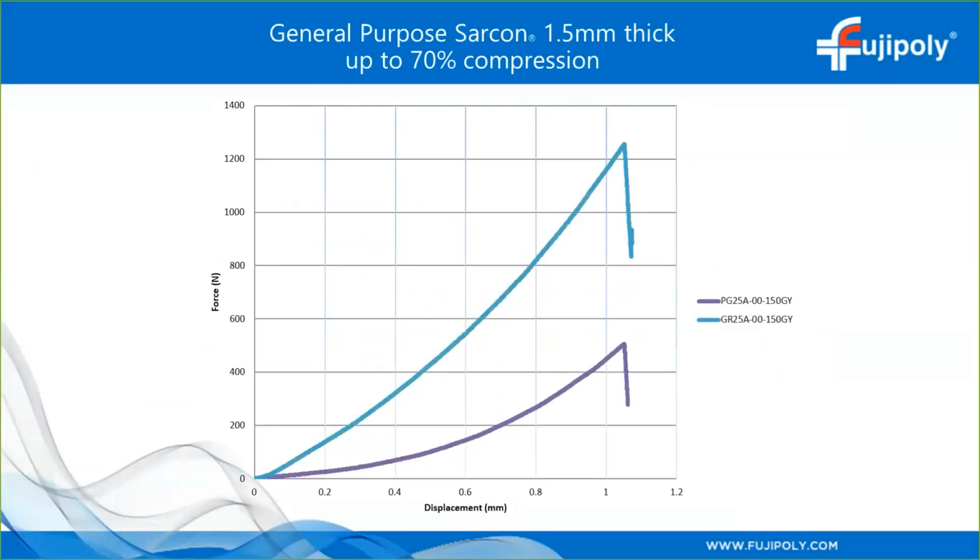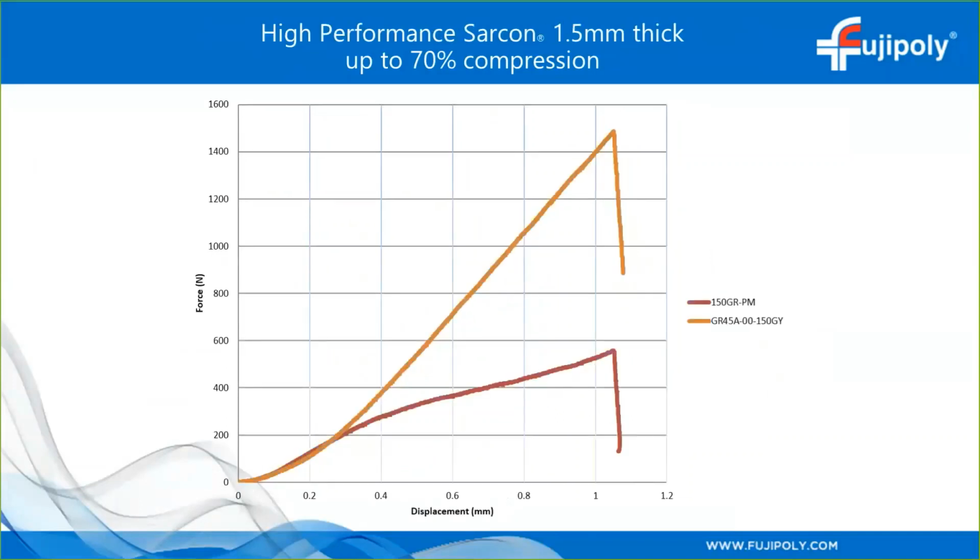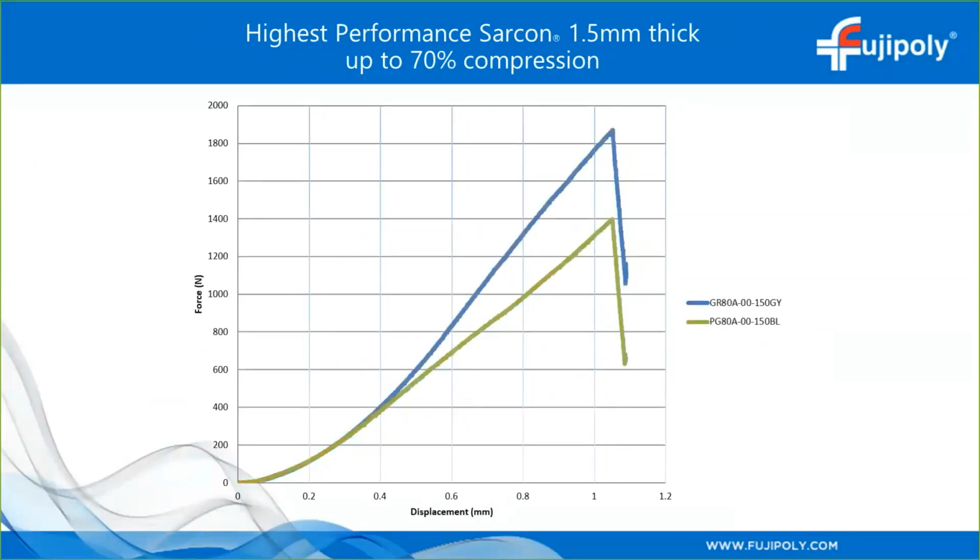And now, same exact materials, but we'll be looking at 1.5 millimeter thickness. Actually, as you increase in thickness, the difference becomes even more apparent. So this again is the PG25A versus the GR25A, and then the GRPM versus the GR45A. As we're at 1 millimeter thickness, they were pretty close together until, above 40% here, they start to diverge a little bit lower than that, and the GRPM kind of stays low, whereas the GR45A continues to go on an upward trajectory as far as the load goes. This is the GR80A and the PG80A.